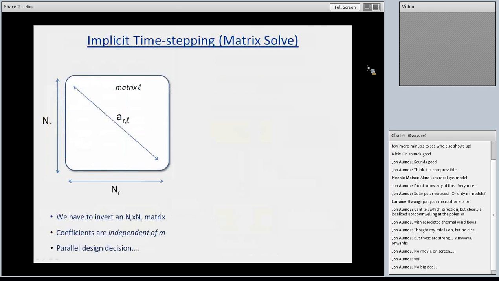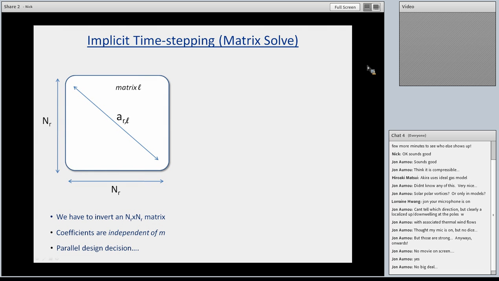Okay, so the first big bottleneck that we ran into in ASH was how we handled the implicit time stepping. We have to invert a matrix, and that matrix is either NR by NR, or when we have coupled variables like our W stream function, our pressure, and our entropy, it's 3NR by 3NR. The coefficients in the matrix, what I've just denoted there by ARL, are actually independent of M, which means that the same matrix can be inverted and applied to all the right-hand sides for a given L value, so all the M values of a given L.